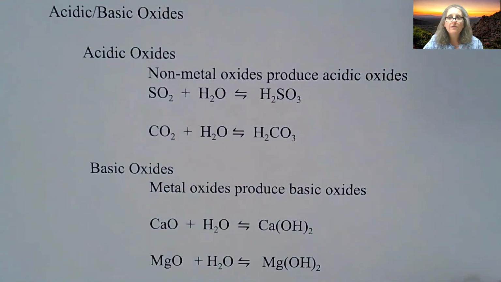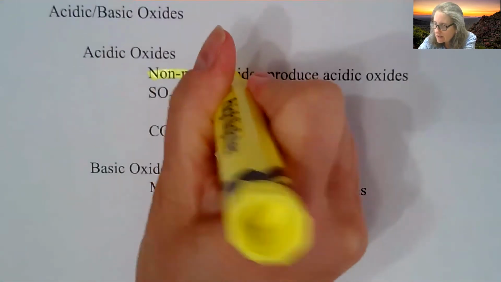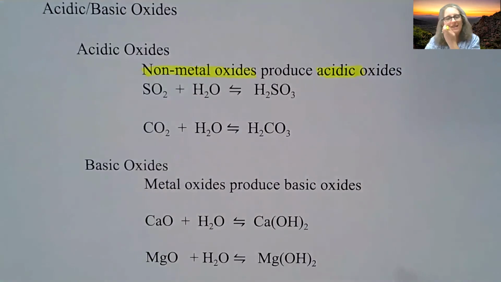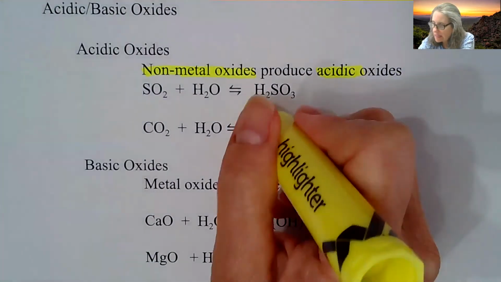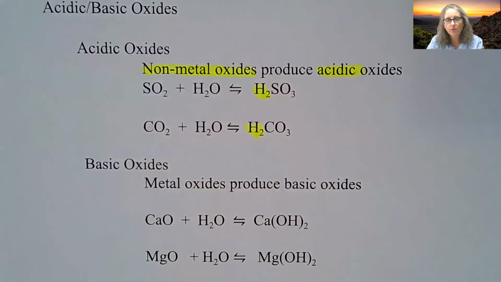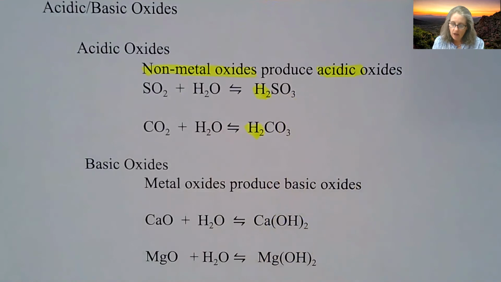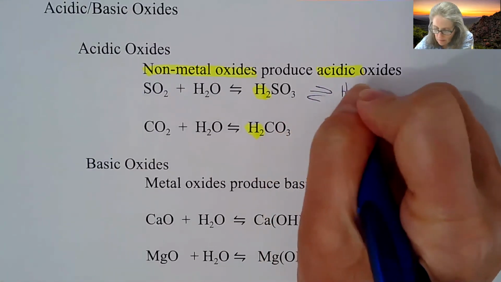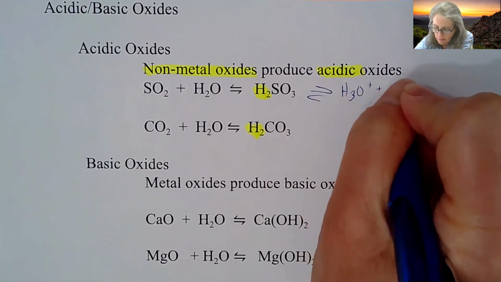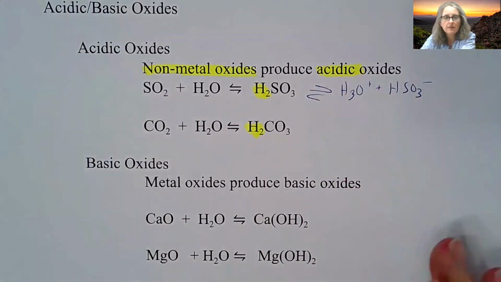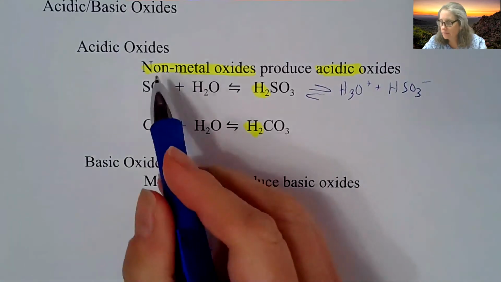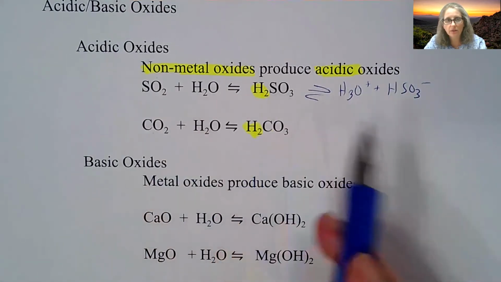a good rule of thumb for anything that is an oxide, meaning it has oxygen in it: if you have nonmetals attached to oxygen, they're going to be considered acidic. So that is why you see with these two examples, I produce H2SO3 and H2CO3. Because again, this undergoes its own equilibrium and produces H3O+ in water and HSO3-. So anytime you have a nonmetal attached to oxygen, you're going to consider it acidic.